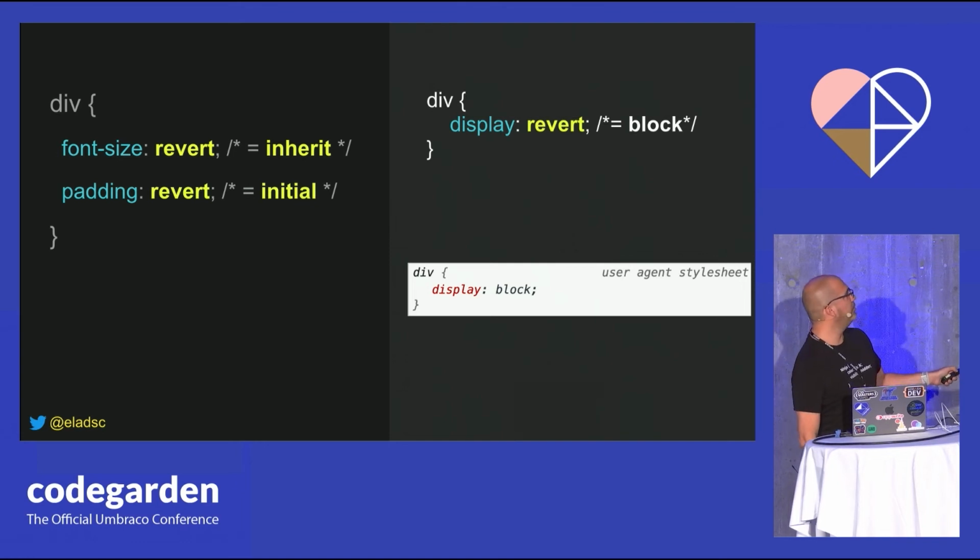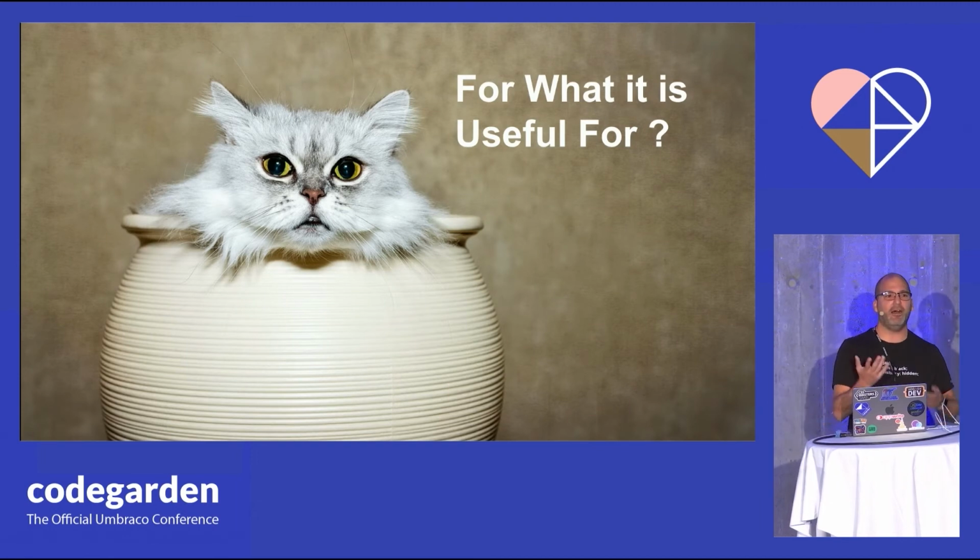For example, if I put the revert value on the font size property of the div element, the font size is not defined for the div element in the user agent style sheet. In this way, it acts like unset. This is an inherited property, and because of that, it will be equal to inherit. If I put the revert value on the padding property, which doesn't inherit by default and doesn't have any style here, it will act like unset, and unset on a non-inherited property will be equal to initial. And this is a nice way to understand how all those basic things work in the web browser.